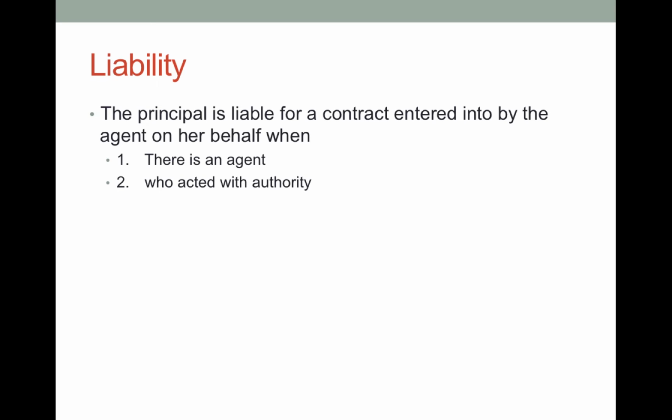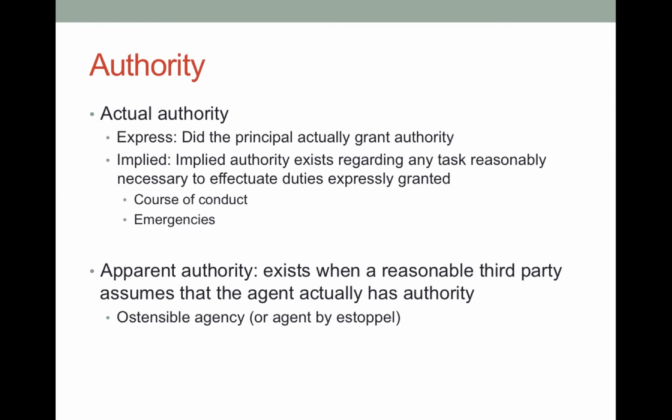Here's the general rule. The principal is liable for a contract entered into by the agent on her behalf when, number one, there's an agent, and number two, the agent acted with authority. So you're looking for two things, an agent with authority. So that's your mantra, agent authority. There are a few different kinds of authority. There is authority that actually exists. In other words, it truly was given. The principal truly gave the agent authority to do something.